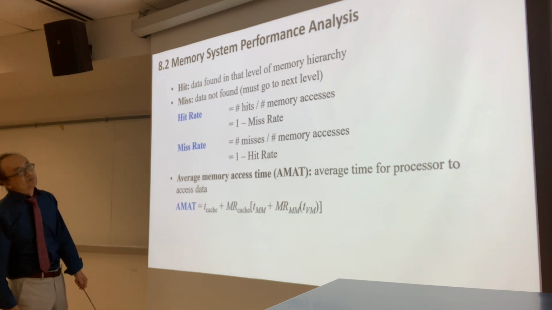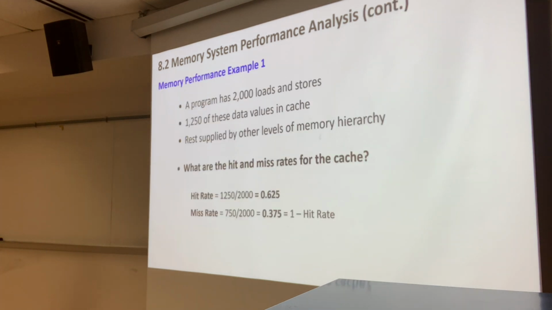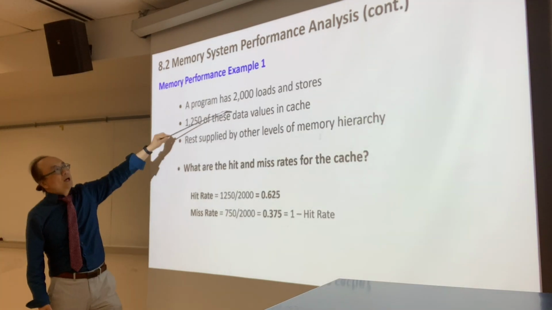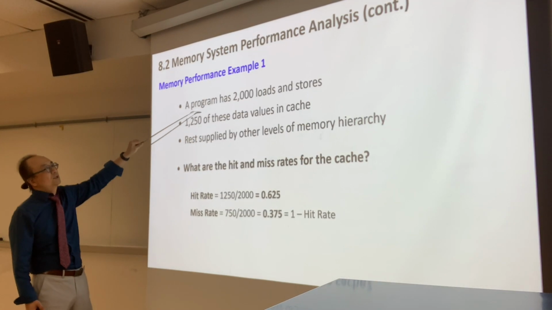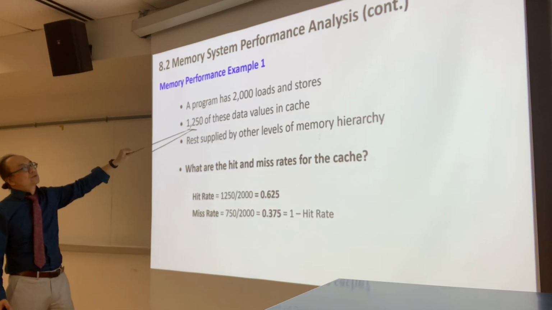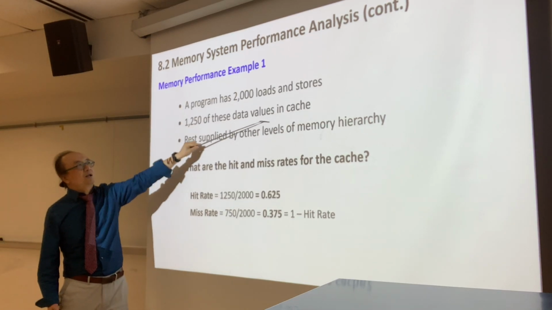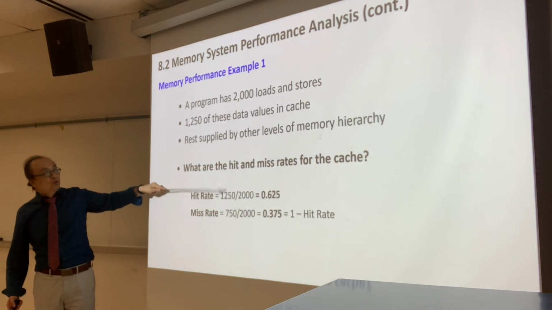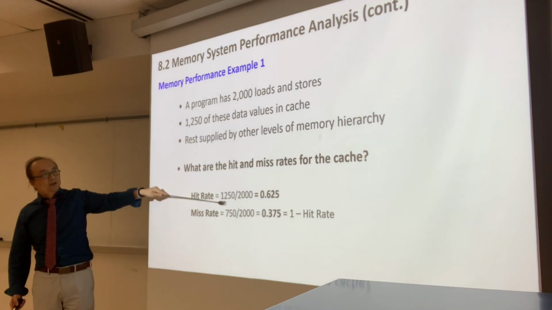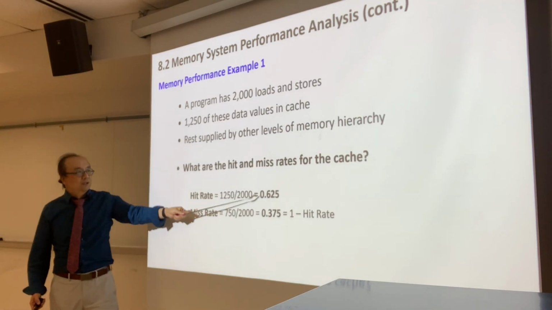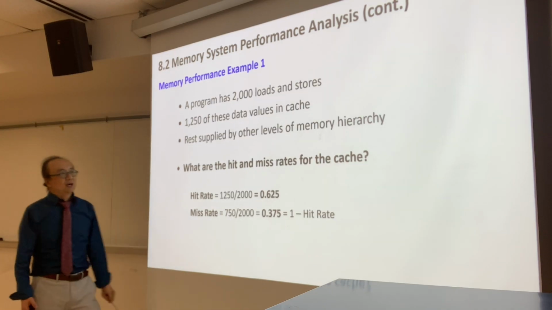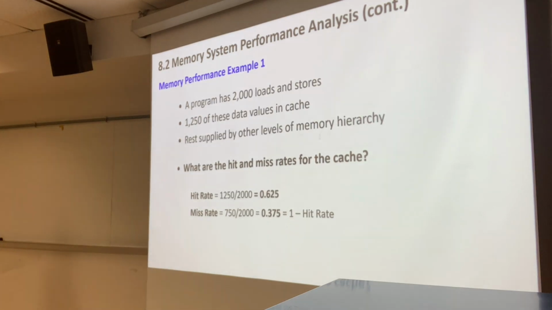It's the average time for a process to access data. This is the formula. The program has 200 load and store instructions, and 1,250 of these data values are in the cache. That means the hit rate is going to be 1250 out of 2,000, because 1250 is in the cache. That's the hit rate. And the miss rate, 1 minus this, is therefore 0.375.